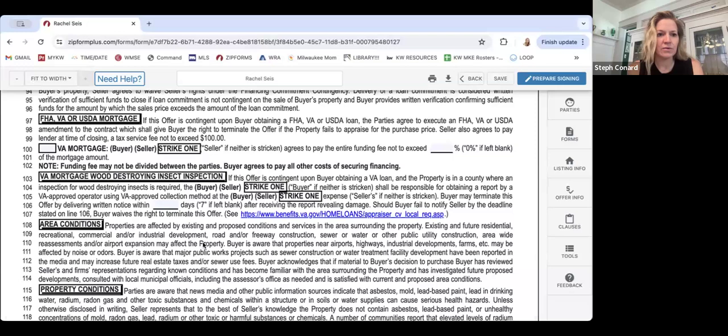Oh yeah, the mortgage would also require an insect inspection. So if there's a VA loan, that is going to be required. I don't think that termites are common up here. I know they're not, but they're still going to require an inspection of this. So we would be marking that up as well.